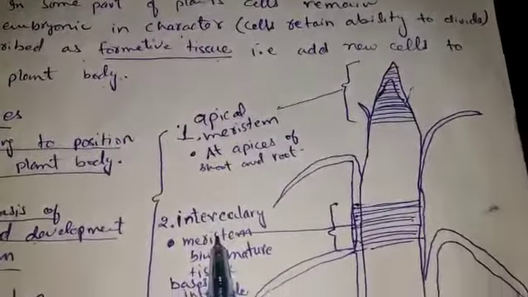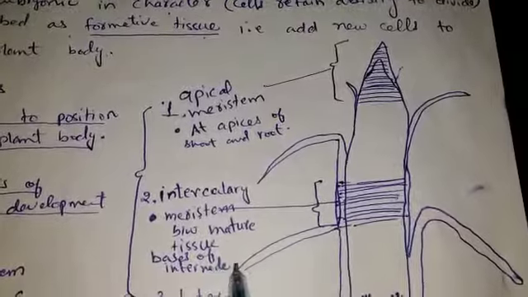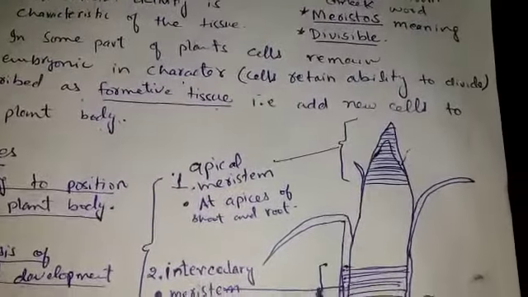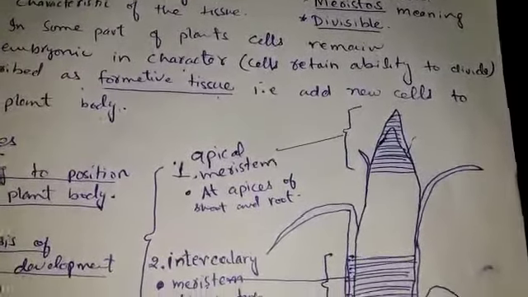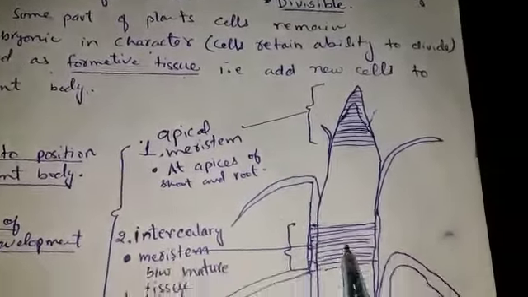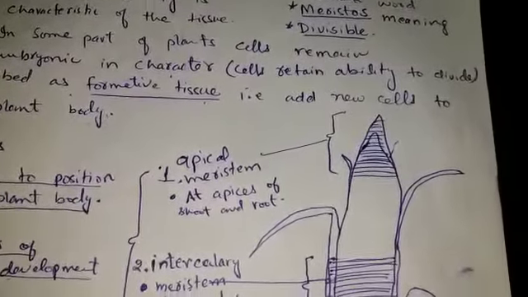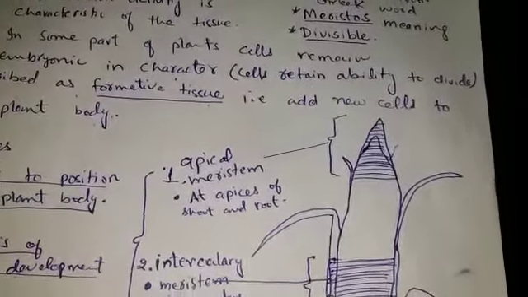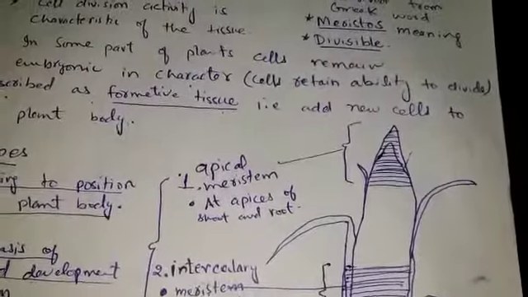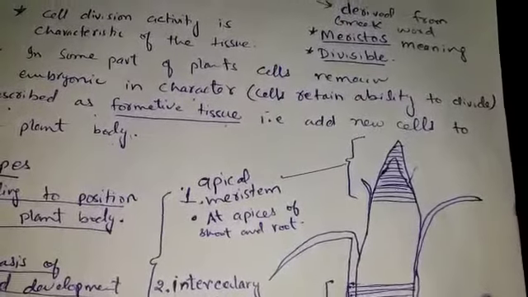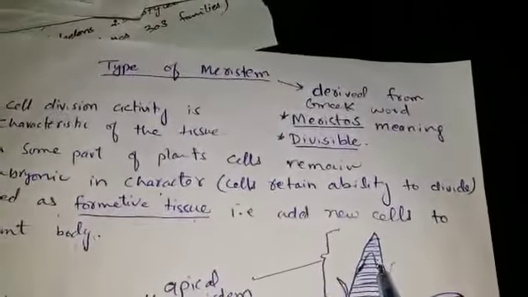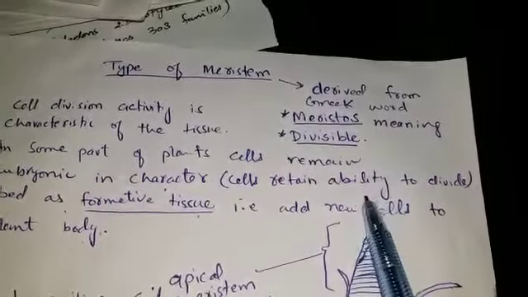Second, intercalary meristem. It is between the mature tissue, that is, at the base of the internode. Internodes are the points from where the small leaves arise, or the petiole arises, or the branch arises from the main stem. From the base of the main stem, a branch or any leaf arises because of the presence of intercalary meristem. These meristematic cells have the ability to divide, so they can cause growth in the lateral direction. That's why it is called intercalary meristem. The apical meristem causes the growth of the plant in the upward direction.